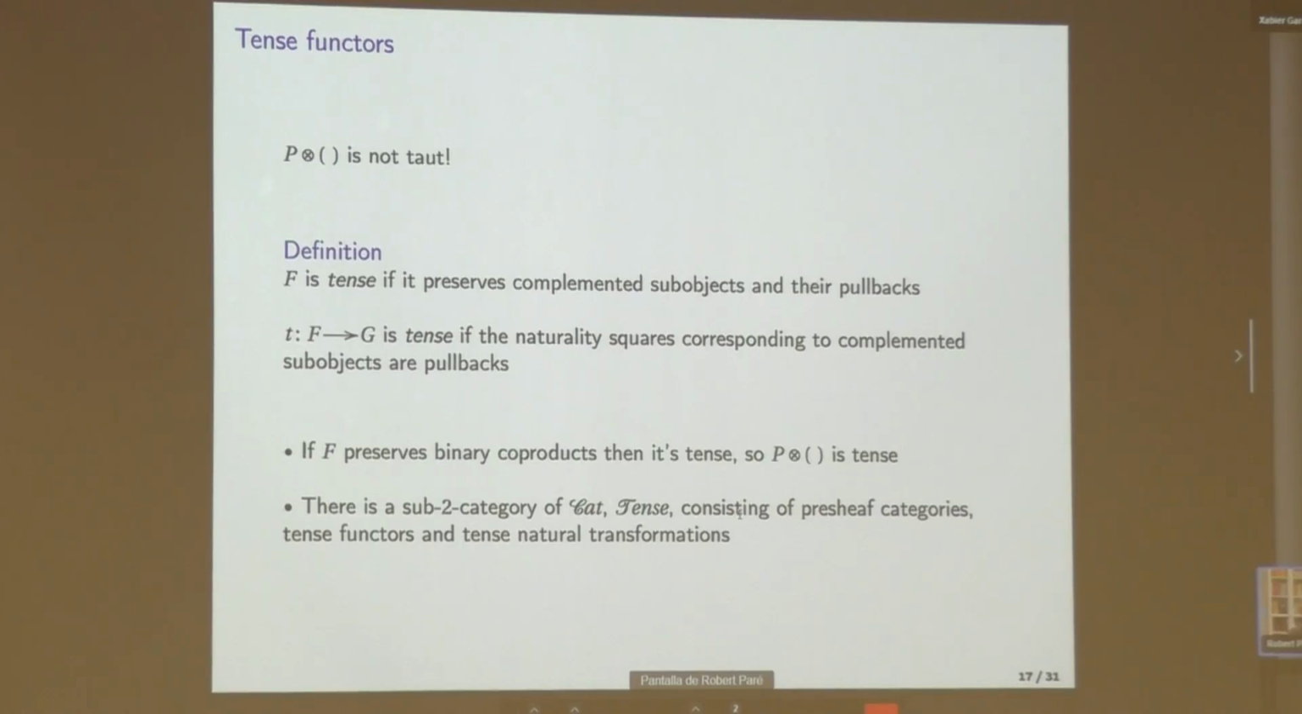In presheaf categories, complemented subobjects work very well. So a natural transformation is tense if the naturality squares corresponding to complemented subobjects are pullbacks. So if F preserves binary coproducts, for example, it's tense. And so P tensor blank is tense. So that's good. We can now get off the ground with this. You can compose tense functors and tense natural transformations just like for top. So we get now a two-category. It's a sub-two-category of Cat consisting of presheaf categories, tense functors, and tense natural transformations.